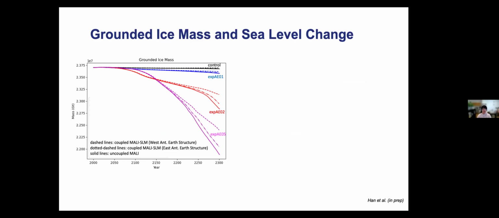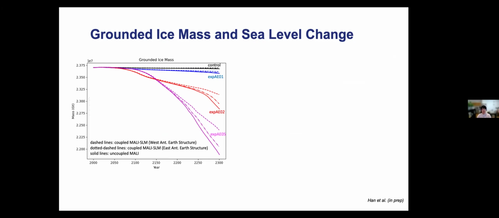So this is grounded ice mass change over time. The simulation starts from 2000 all the way to 2300. Although the experimental protocol actually defines the start of the simulation at 2015, we've run a historical simulation from 2000 to 2015, so that's what we include in here as well. Each color represents a different experiment: the control run, experiment AE1, and the other two high-end scenarios. The dashed lines are the coupled ice sheet and sea level model results characterizing the West Antarctic Earth structure. The dash-dotted line is the coupled model incorporating the East Antarctic Earth structure, so the slower response. And the solid line finally is the uncoupled standalone ice sheet model alone.